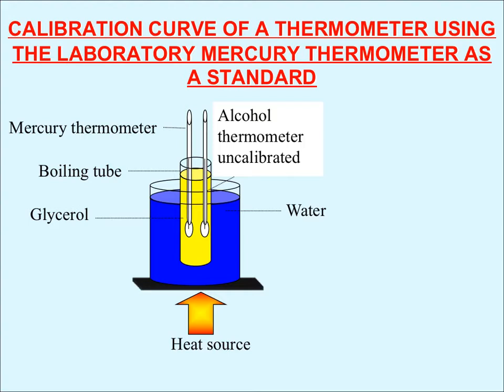How do we calibrate? Well, this is the way that's down in the book. This is the calibration measure. You put a known thermometer, which is the mercury one in this case, into glycerol with an unknown uncalibrated thermometer, and you heat the two of them up.